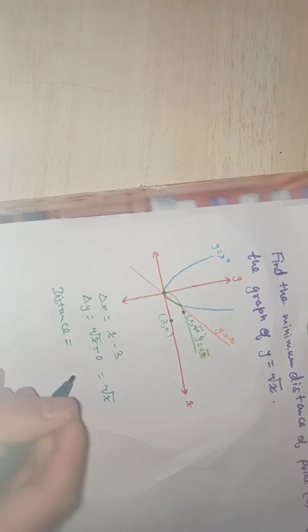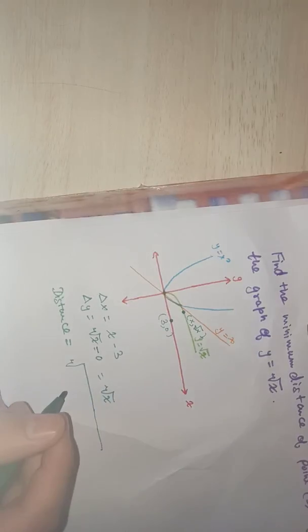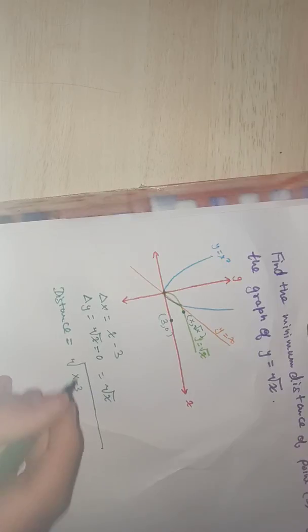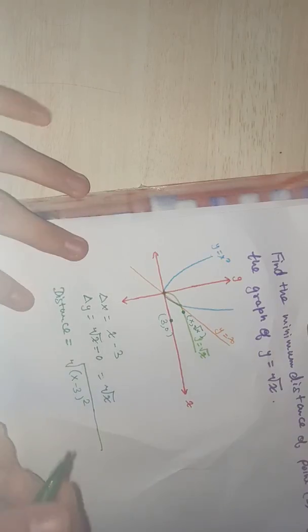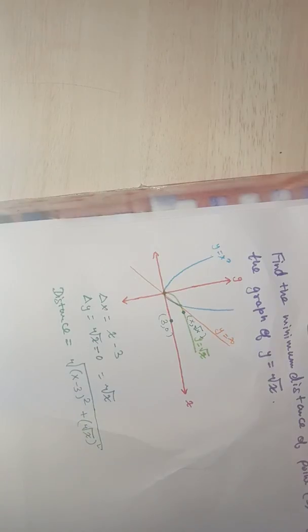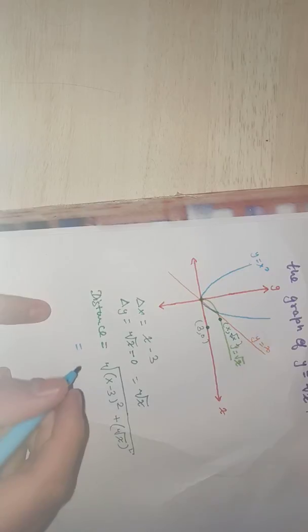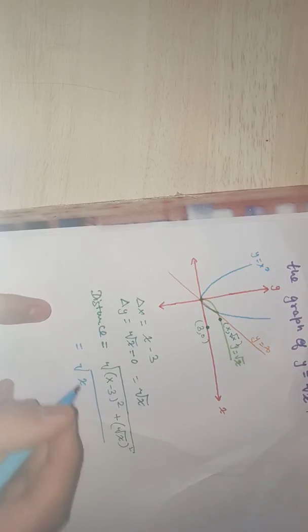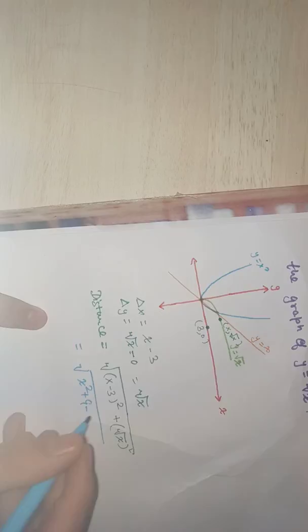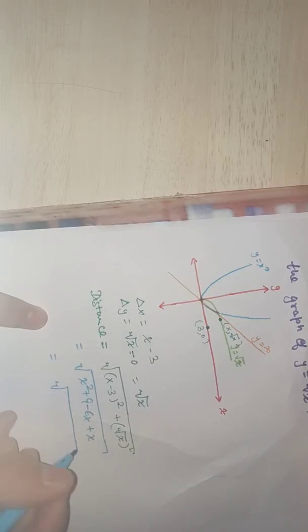So what is the distance? Well, the distance is just the positive square root, or the principal root, of the change in x squared plus the change in y squared: (x minus 3) squared plus root x squared. Now this is just going to be the square root of, opening the brackets, x squared plus 9 minus 6x plus x, which is the root of x squared minus 5x plus 9.